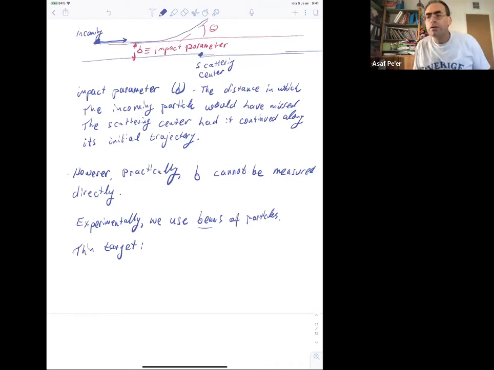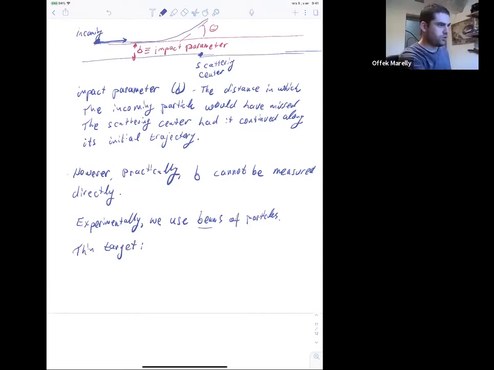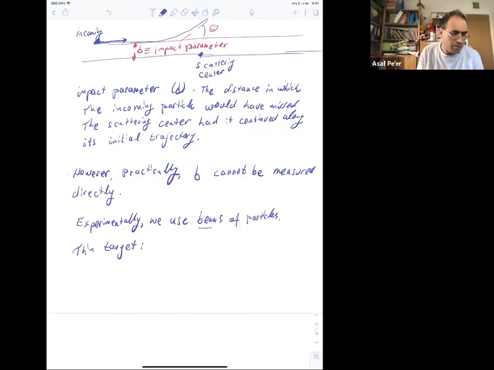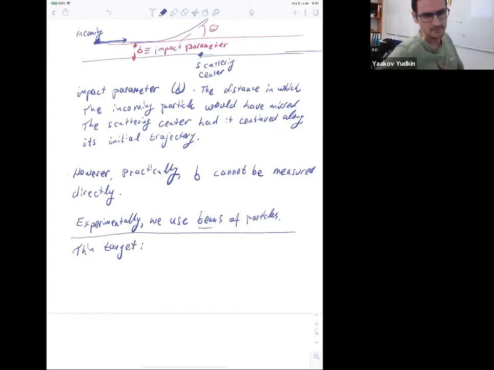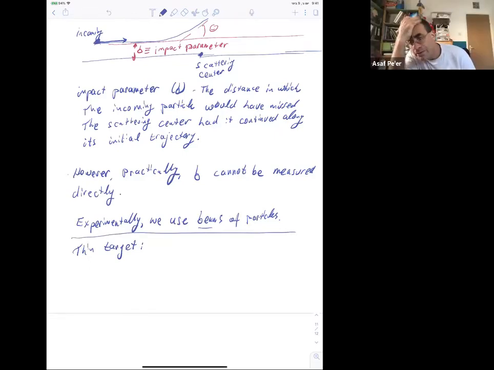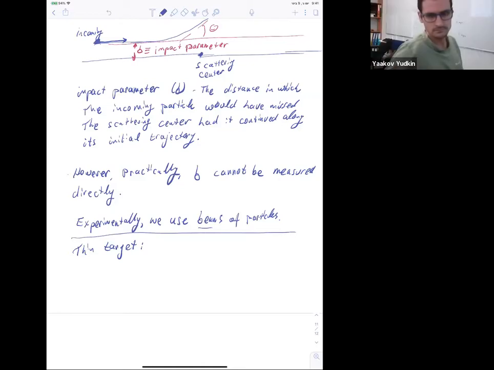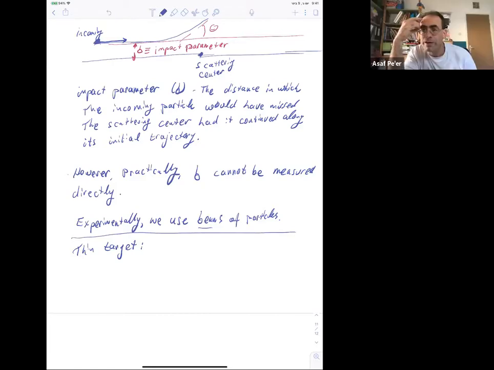Too slow. What is a thin target for a beam of particles? Very wild guess. Just one particle? No, it's a target. It's more than one particle. Maybe it's well collimated. No. No, you're not with me.